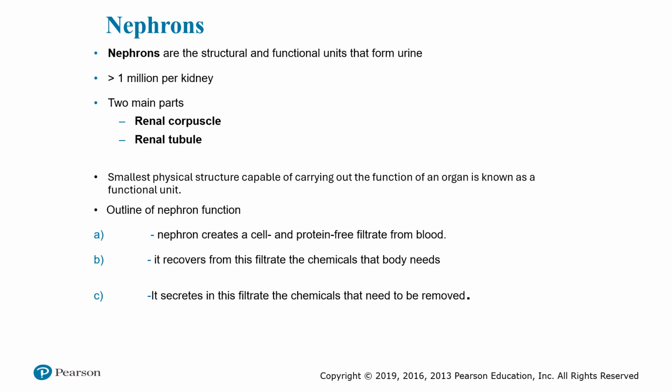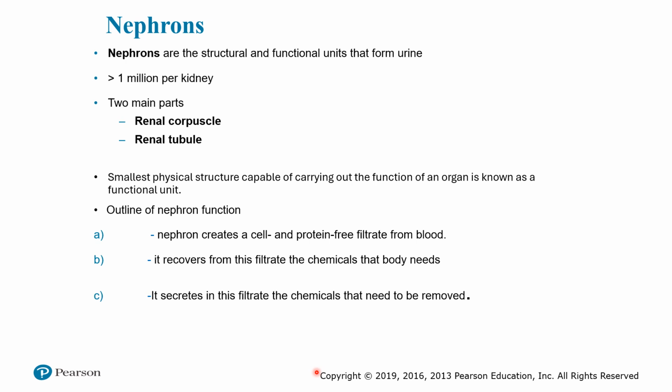Now let's look at the structure of the nephron. Nephrons are the structural and functional units that form urine. What is a functional unit? The smallest physical structure capable of carrying out the function of an organ is known as a functional unit. There are more than 1 million nephrons per kidney. Each nephron has two parts, a renal corpuscle and a renal tubule.